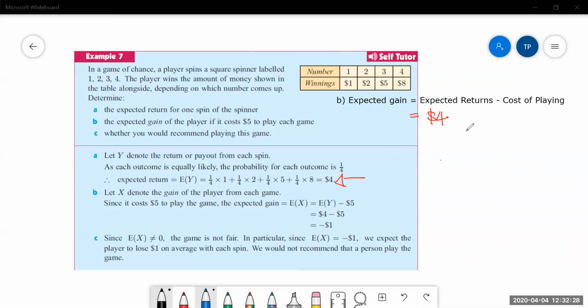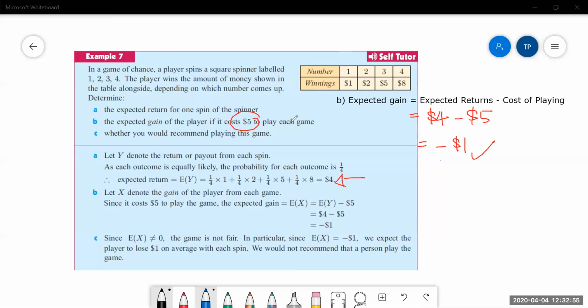What's the cost of playing? The cost of playing is $5. This cost of playing is not an expected value. It is definite, we are not going to expect anything. It is $5, right? So minus $5, we get minus $1. So is this a game that we want to play?